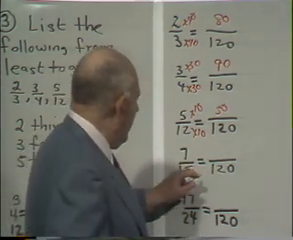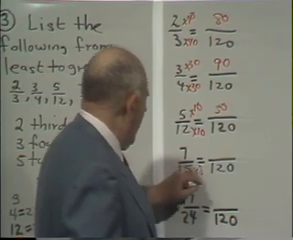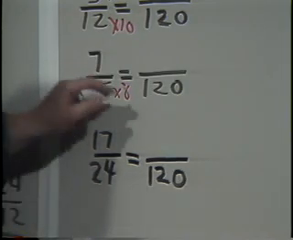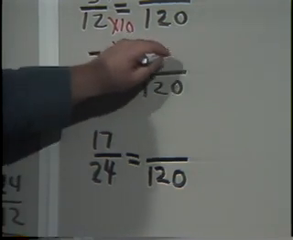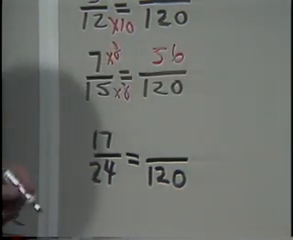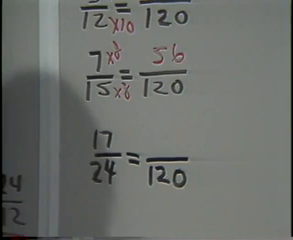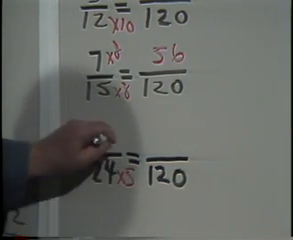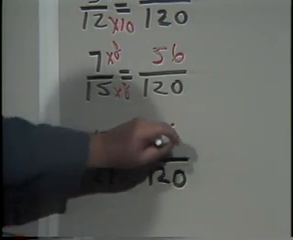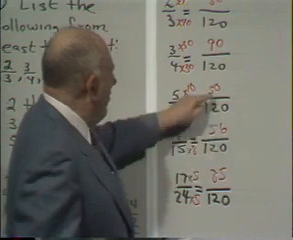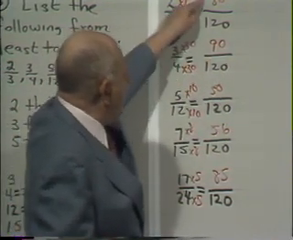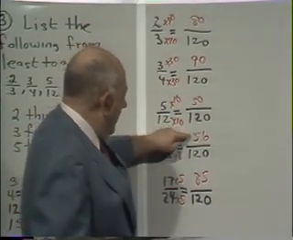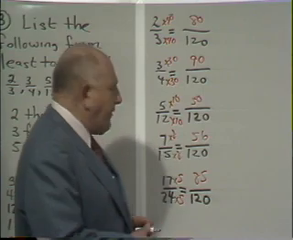15 goes into 120 8 times. You can check. How would you do that if you weren't sure? Just divide 15 into 120. It goes 8 times. 8 times 7 is 56. So at a rate of 7 out of 15, you're taking 56 out of 120. 24 goes into 120 5 times. 17 times 5 is 85. See, now I have a common denomination. I have 80 of something, 90 of the same thing, 50 of the same thing, 56 of the same thing, and 85 of the same thing.